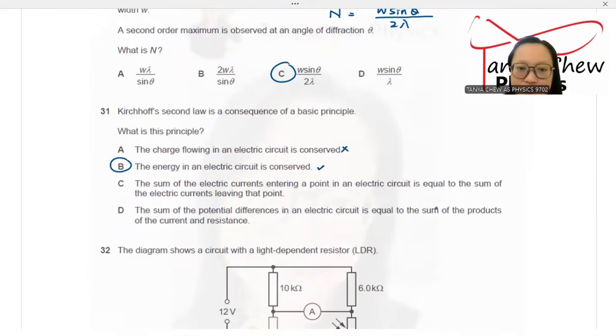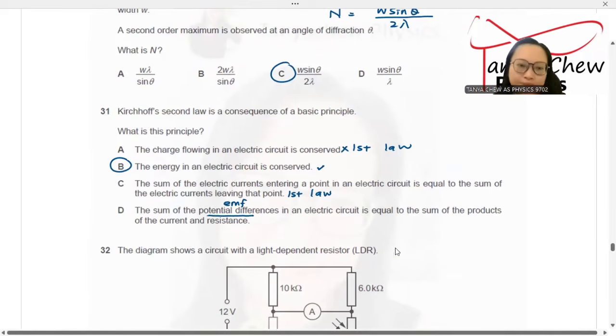C, the sum of electric currents entering a point at an electric circuit is equal to the sum of electric currents leaving the point. This is Kirchhoff's first law. So this is first law. This is also first law. D, the sum of potential differences in an electrical circuit is equal to the sum of products of a current and the resistance. It is not potential differences, but it is more on EMF, right? That is why D is wrong.